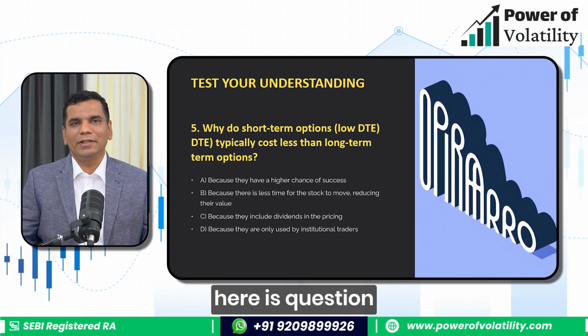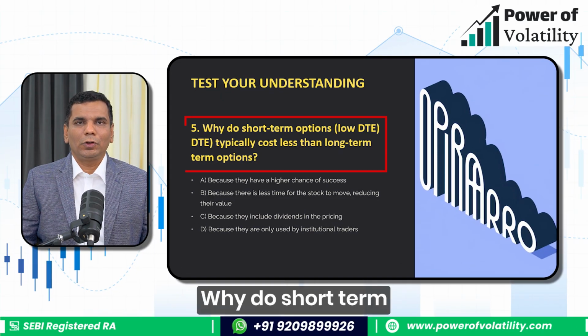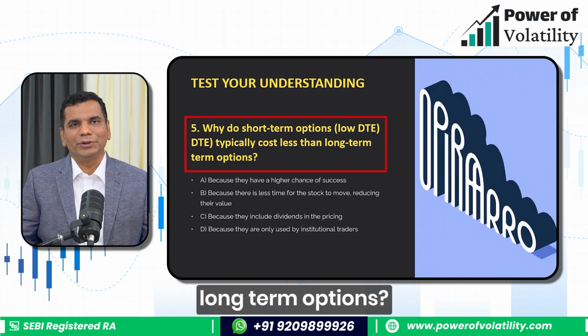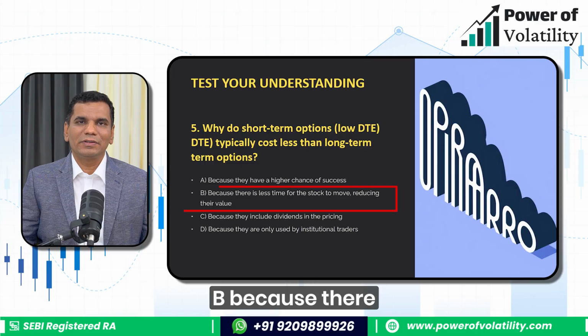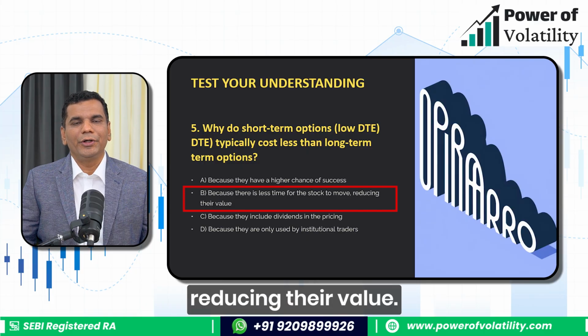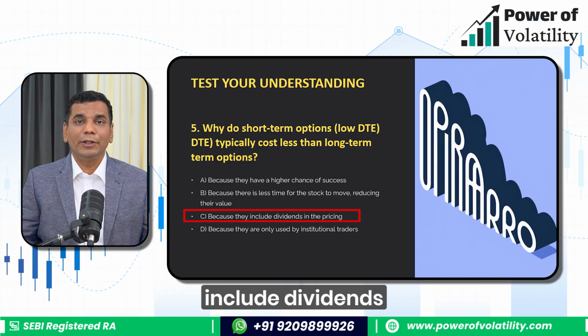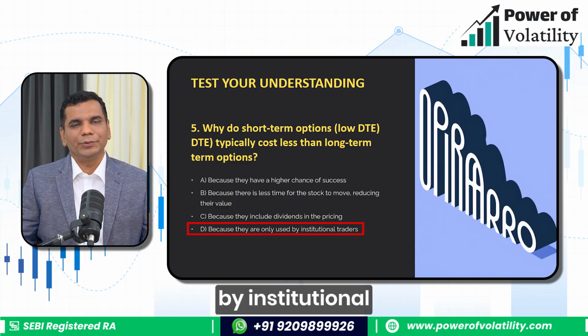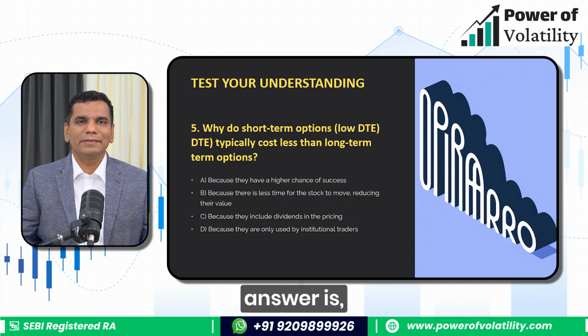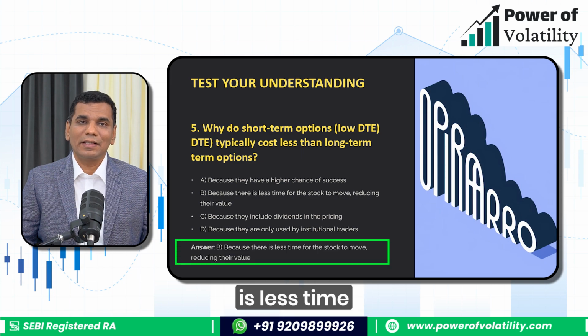Last but not least, here is question number 5. Why do short-term options, low DTE, typically cost less than long-term options? A. Because they have higher chances of success. B. Because there is less time for the stock to move, reducing their value. C. Because they include dividends in the pricing. D. Because they are only used by institutional traders. The correct answer is, you guessed it correctly, option B, because there is less time for the stock to move, reducing their value.